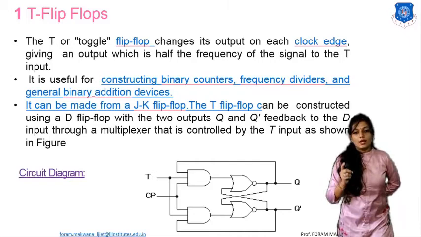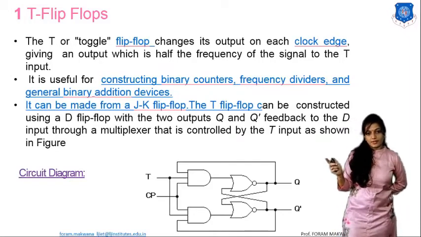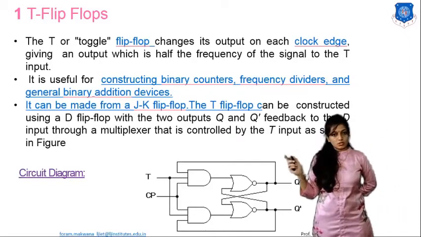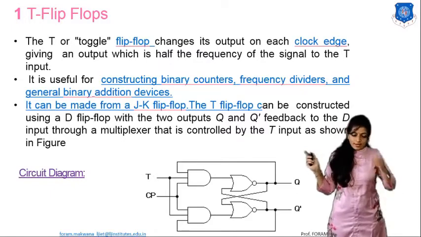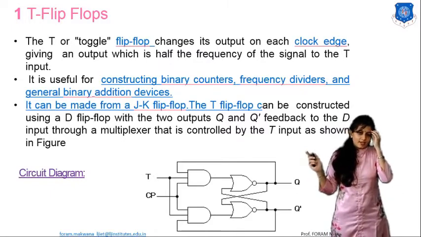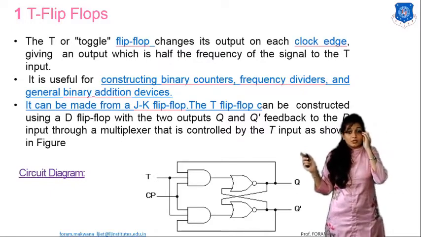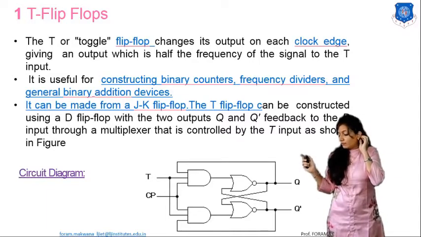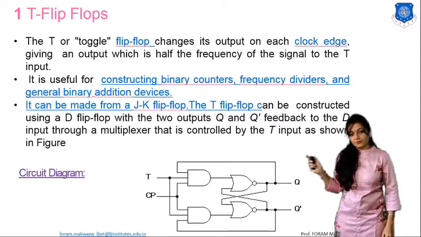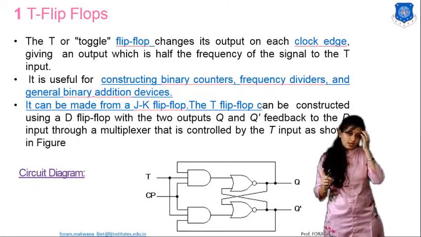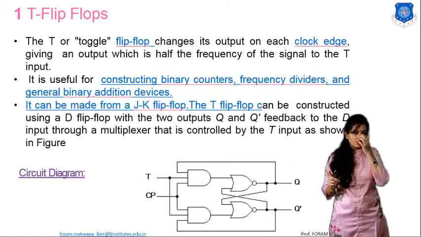At each edge of the clock. That's why it is useful for the binary counter, frequency divider and the general binary addition. Okay? So it is, as I have told you, can be made from the JK flip-flop. The T flip-flop has only single input T, two outputs Q and Q dash.